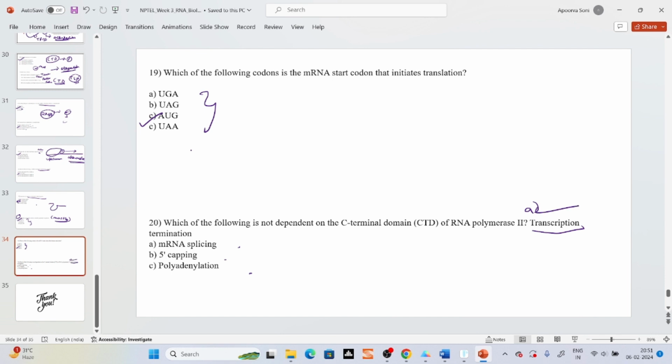Why? Because if you see mRNA splicing, 5' capping and polyadenylation, all three are post-transcriptional RNA processing events, RNA editing events. Here the only option which is the odd one out is transcription termination. If I choose splicing, then capping and polyadenylation are also processes which contribute to the same thing. So the answer should be transcription termination because it is the odd one.